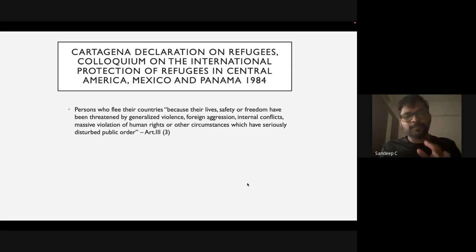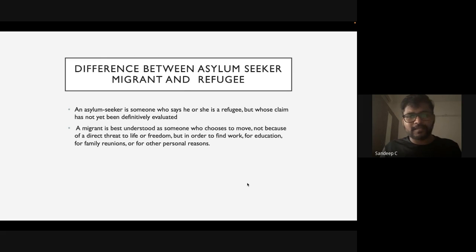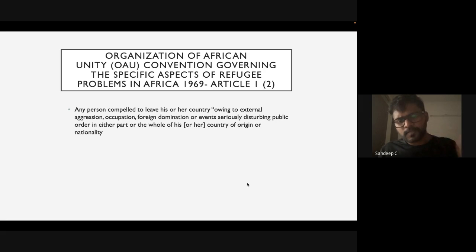So another important convention that I would like to mention, other than the Refugee Convention of 1951, is the Organization of African Unity Convention governing the specific aspects of refugee problems in Africa, 1969. Okay, so this is a particular regional convention that is drafted by members of the Organization of African Unity, that is OAU. Now it is known as the African Union, AU. Okay, so the members of the African Union drafted a separate refugee convention in 1969.